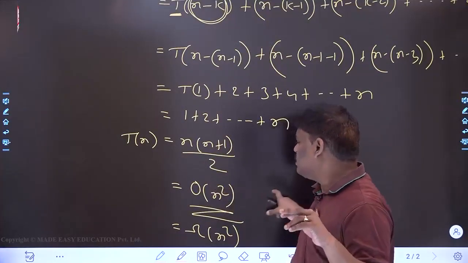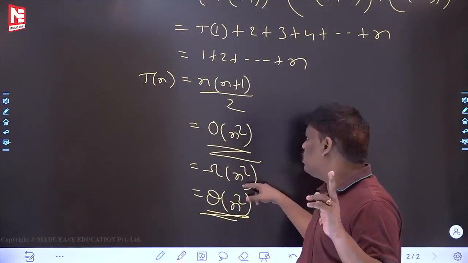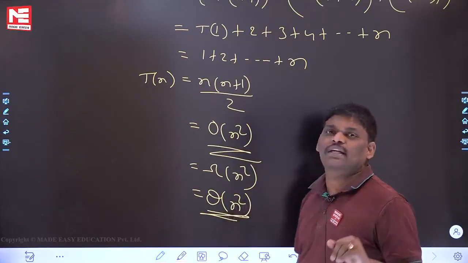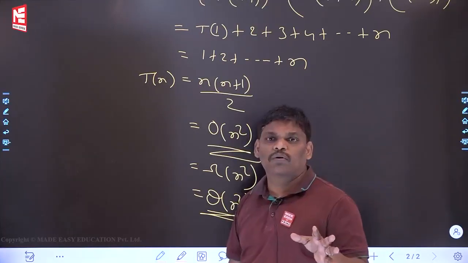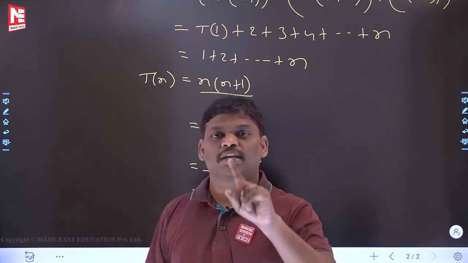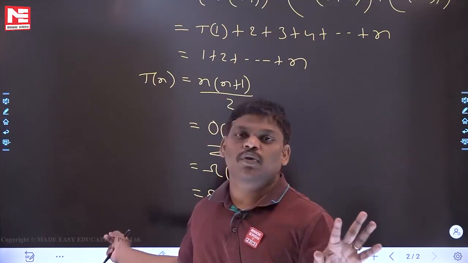The upper bound is n square, and the lower bound is also n square. Because the upper bound and lower bound are both the same, you can write theta. So for this recurrence relation, if you solve it, you will finally get the answer as n square. Can you help me?